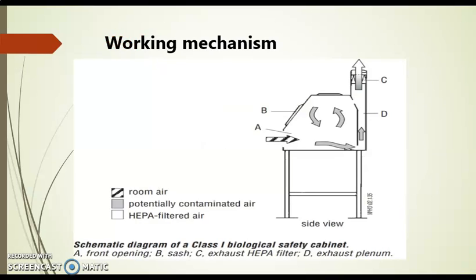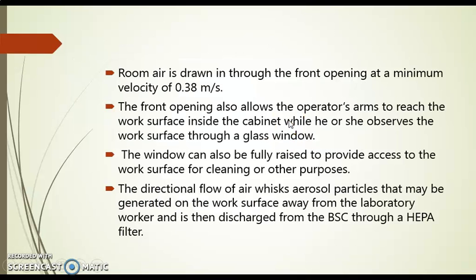Next is the working mechanism. So this is the side view of the Class 1 safety cabinet. This shows potentially contaminated air, this one is the HEPA filter, and this is the room air. Room air is drawn in through the front opening at a minimum velocity of 0.38 meter per second.